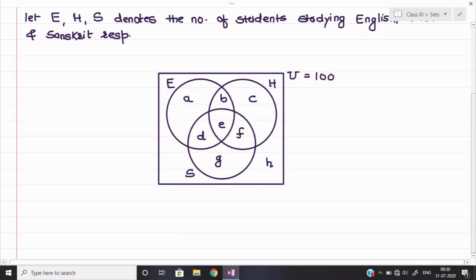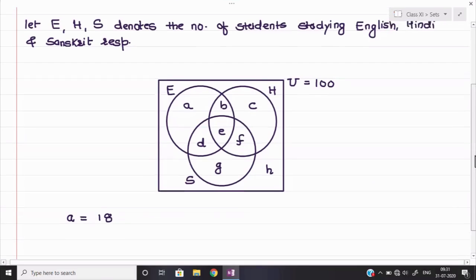Now observe, in the set of English, which students are called the exclusive or the only element of English, that is here A. So value of A is given in this question as 18 because A shows uncommon with Hindi as well as with Sanskrit. It is the only part of English. So value of A will be equal to 18.